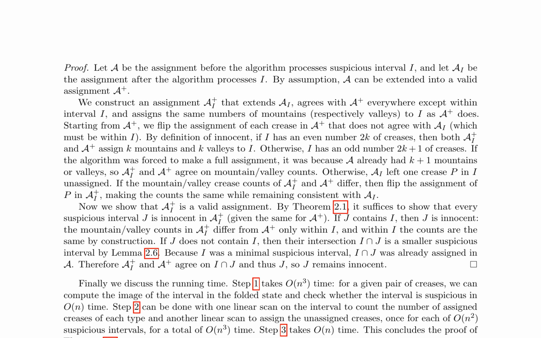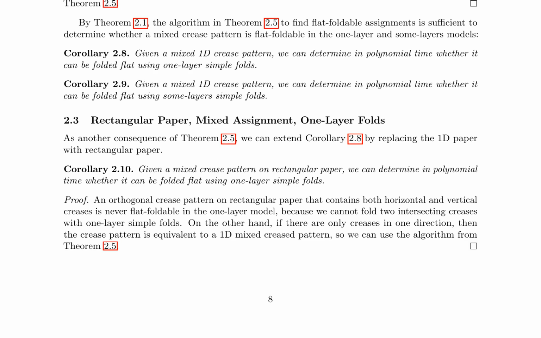This process is repeated until every suspicious interval has been considered, at which point all remaining creases are assigned arbitrarily, resulting in a valid assignment by Theorem 2.1. The authors show that this algorithm runs in polynomial time and thus proves corollaries 2.8 and 2.9, which state that given a mixed 1D crease pattern, we can determine in polynomial time whether it can be folded flat using one layer or some layers simple folds.